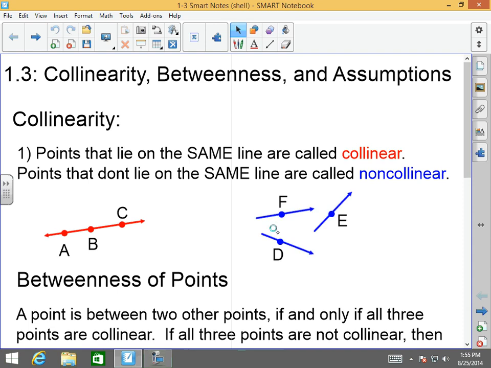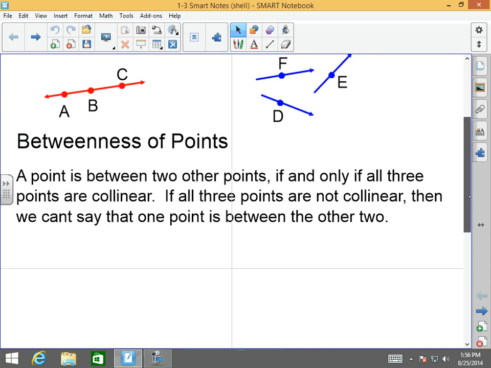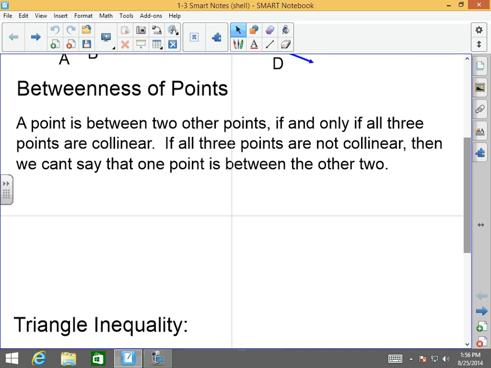And then point F, point D, and point E, as you can see, that's in blue, matching up with non-collinear. These are points for sure, and they're on a line. That's fine. But they are not collinear. Pretty simple concept, very important concept. Points that are on the same line are collinear. Points that are not on the same line are not. They're non-collinear.